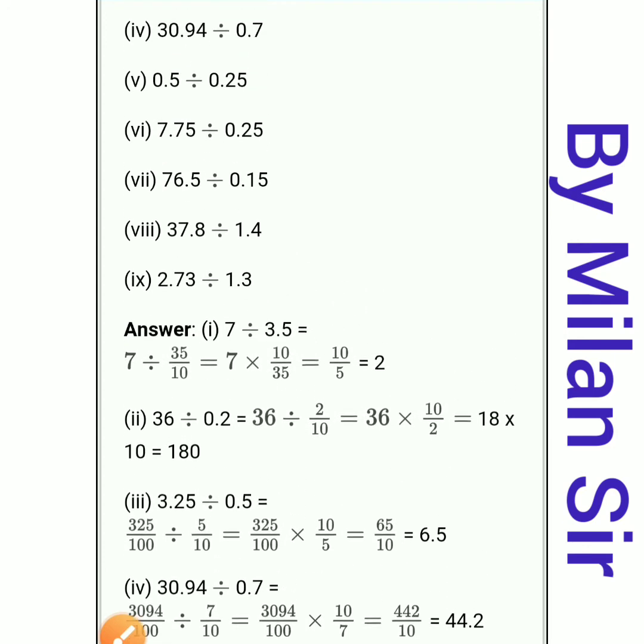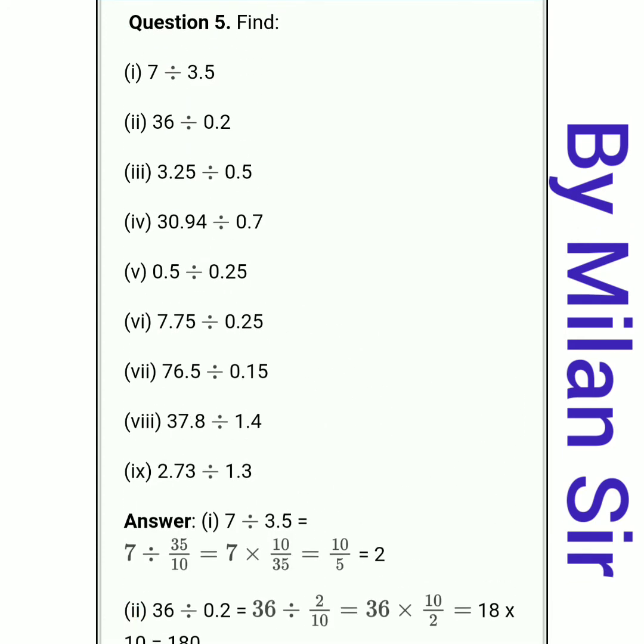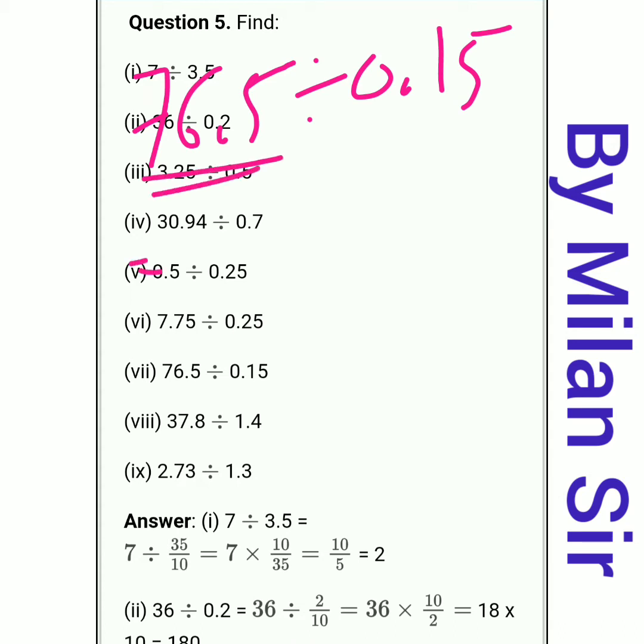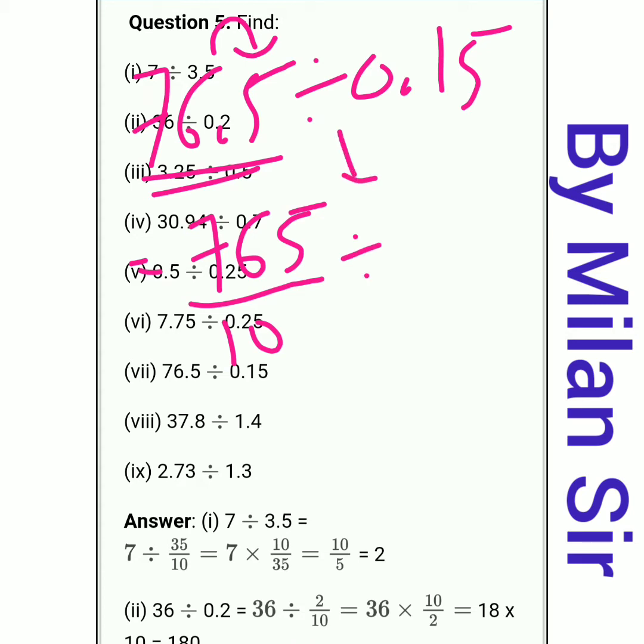Okay, then next question, question number 7: 76.5 divided by 0.15. Now again, first of all we need to convert this number into a fraction, so ignore the decimal point, so 765. After the decimal point we have only one digit, so after 1 we need to put 0, that means 10. So 765 divided by 10. Now the division remains as it is, 0.15.